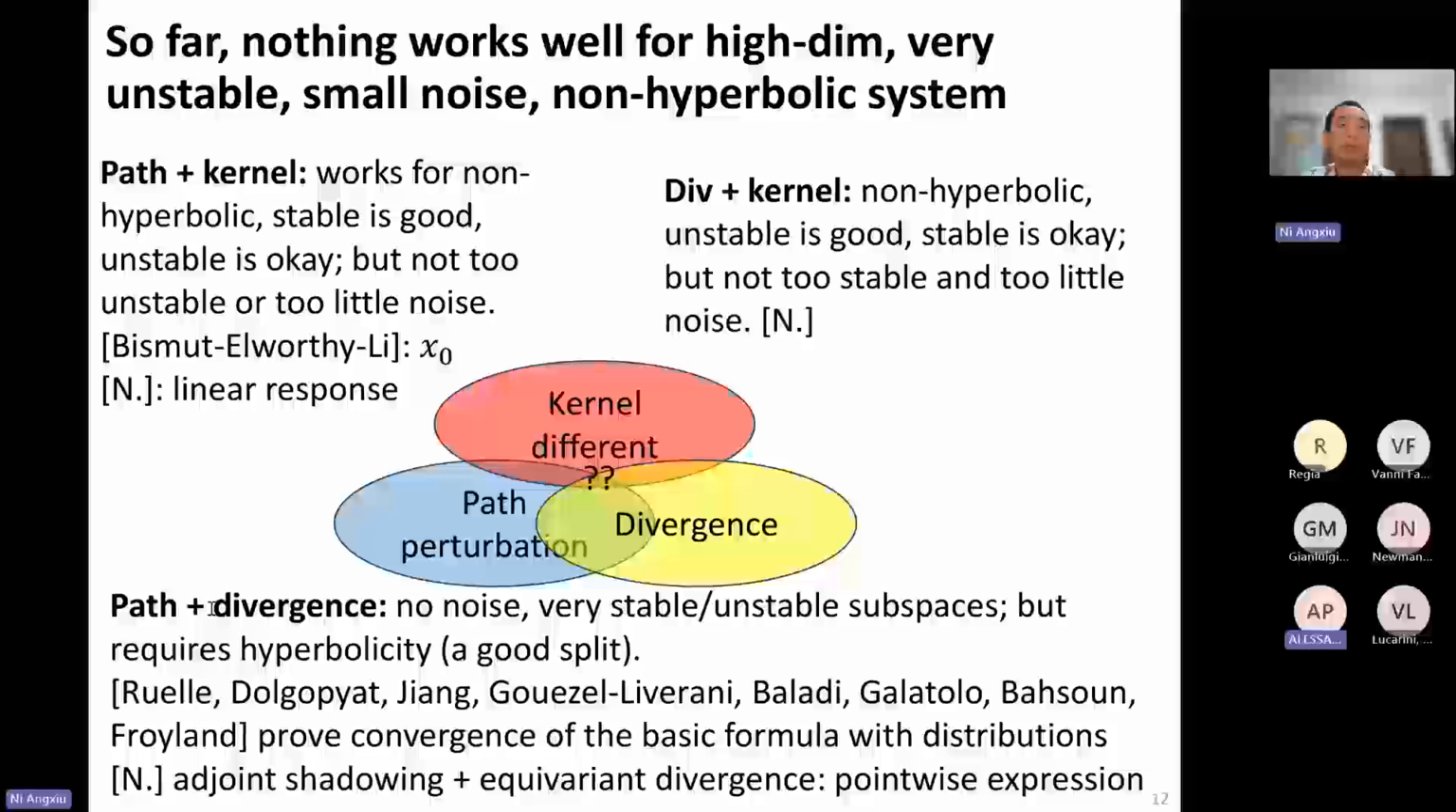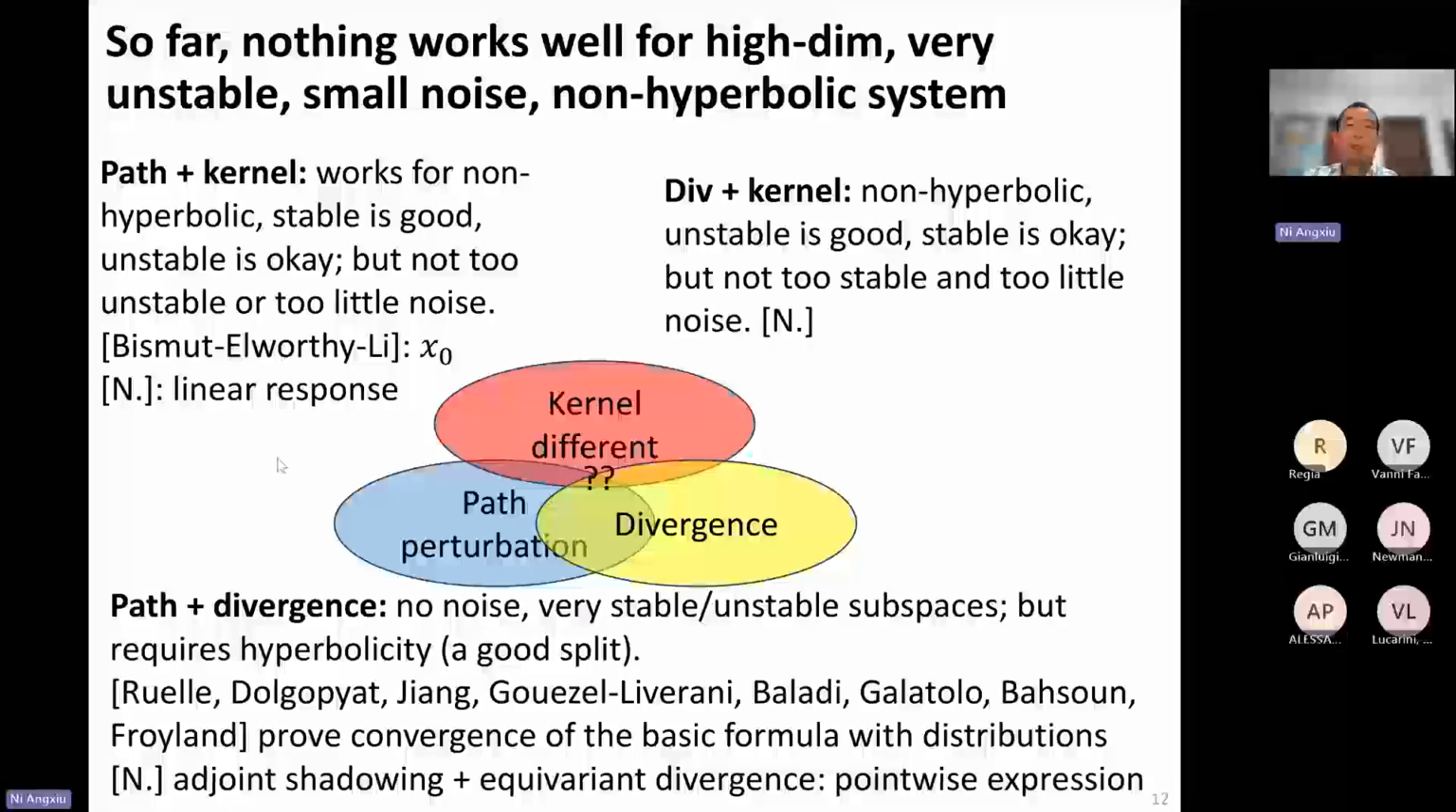And then I previously had some work on the path divergence method. This was studied theoretically by a theoretical dynamicist, and I gave a pointwise defined linear response expression for hyperbolic systems by combining the path method and the divergence method. But we didn't go over that today.